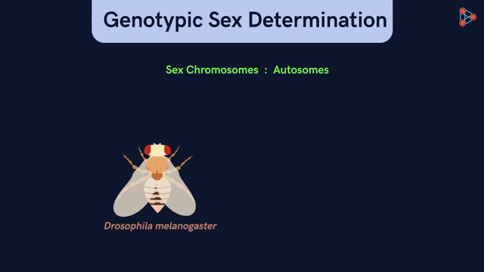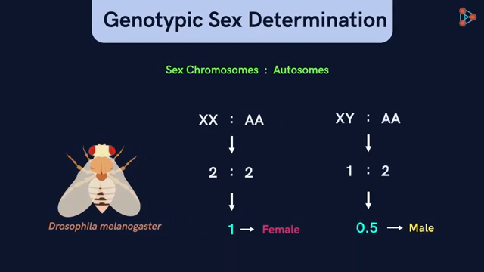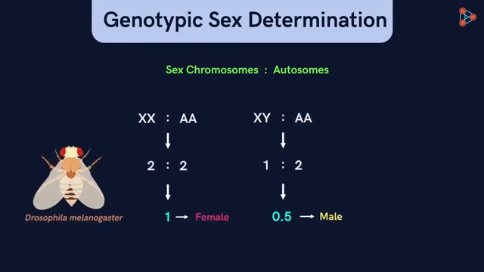For example, when a fly has two X chromosomes and two sets of autosomes, then the ratio obtained will be 2:2, which is 1. The flies with this ratio of 1 are females. A fly with a ratio of 0.5 is male. So in case a fly has one X and one Y and two sets of autosomes, then the ratio will be 1:2, making the fly a male. Now tell me, what if a fly has 3 sex chromosomes, XXY, and 2 sets of autosomes? Will it be a male or a female? Give it a shot.